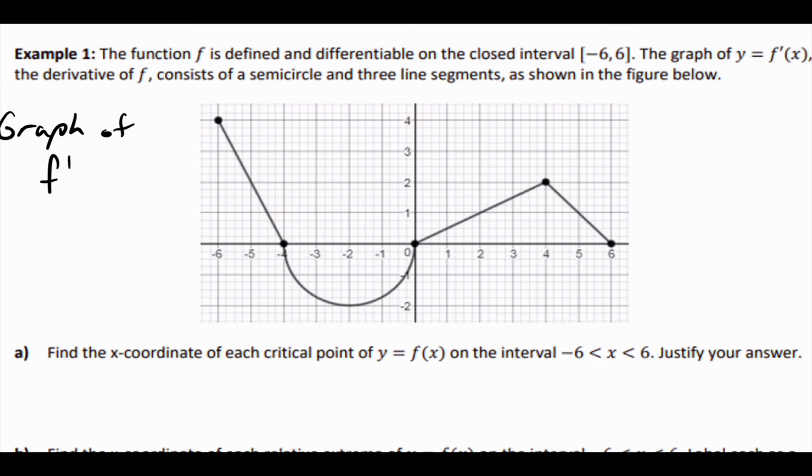Let's start with -6, right here. That red dot there. When x is -6, what is y? 4. So what does 4 represent? Because it says f, we got this, right? -6 represents x, right? What does 4 represent?